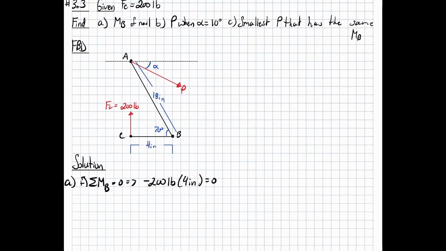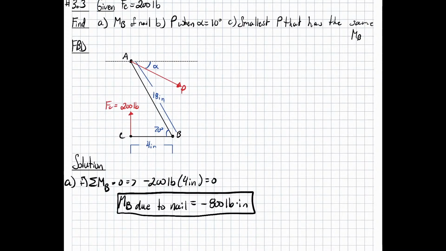But so continuing on, that's all we have to solve for. So the moment about B due to the nail is equal to negative 800 pound inches. Now that's not pound per inch, it's being multiplied, so it's pound inch.